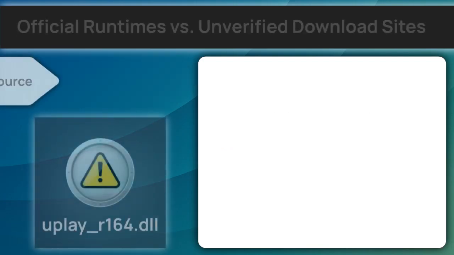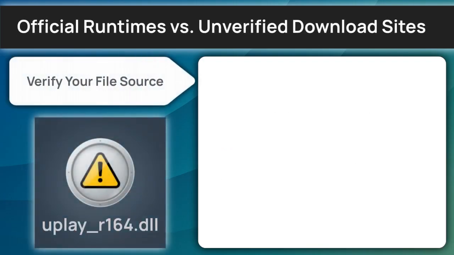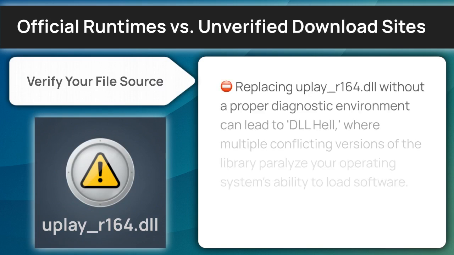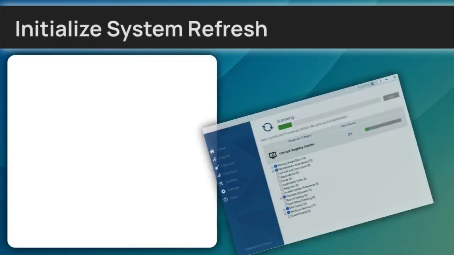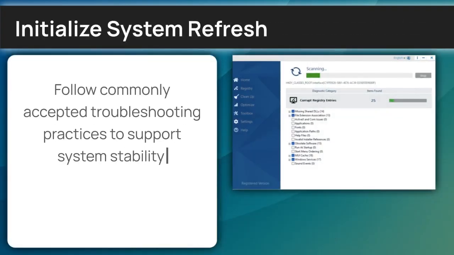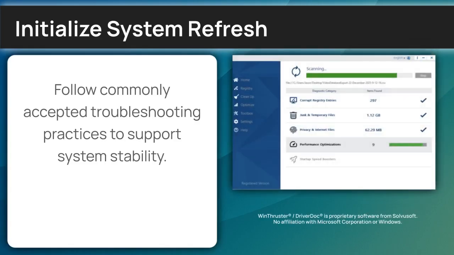Before you finalize your changes, I need to emphasize the importance of using trusted sources. Installing an unverified version of Uplay R164 DLL is one of the most common ways to accidentally bypass your system's built-in security firewall.